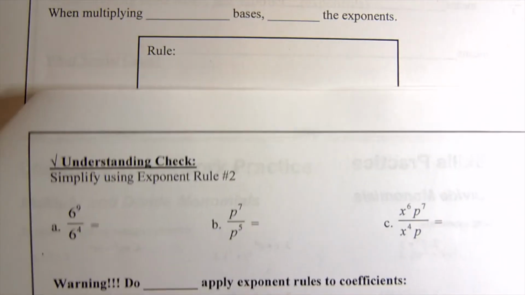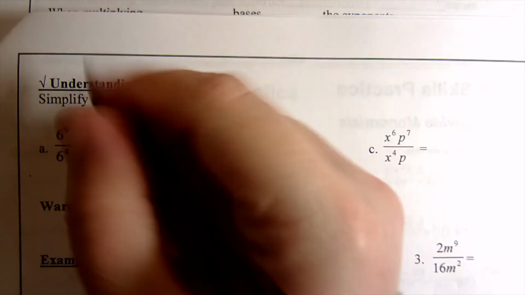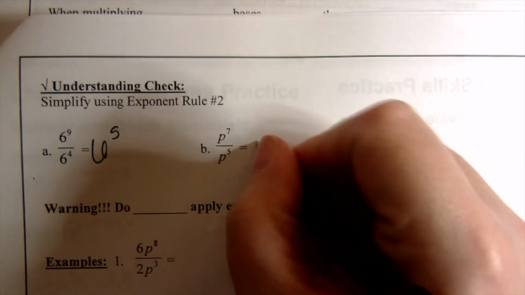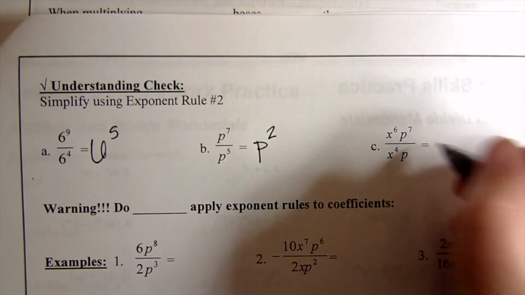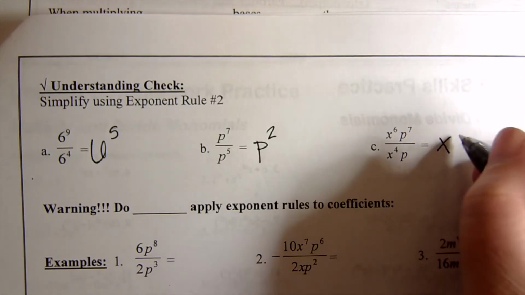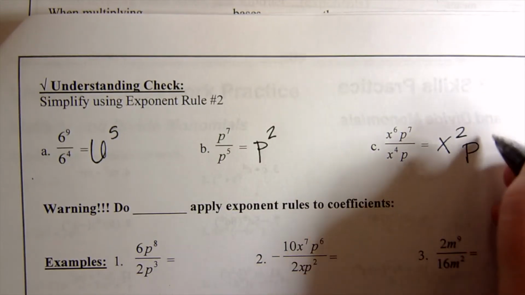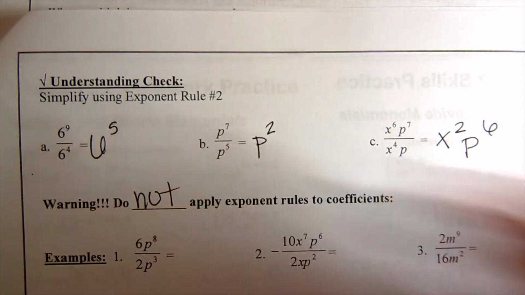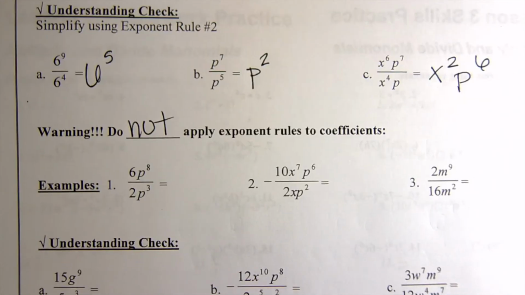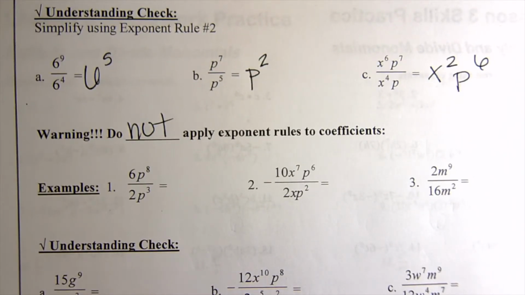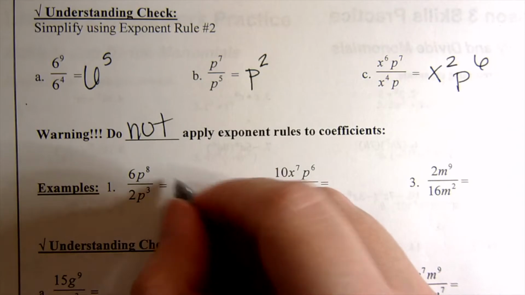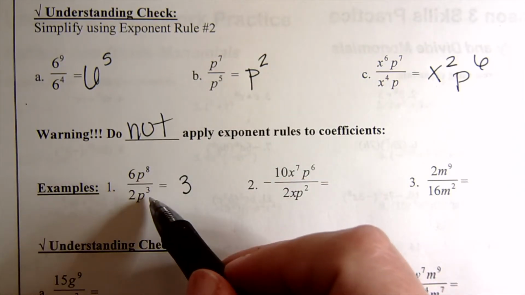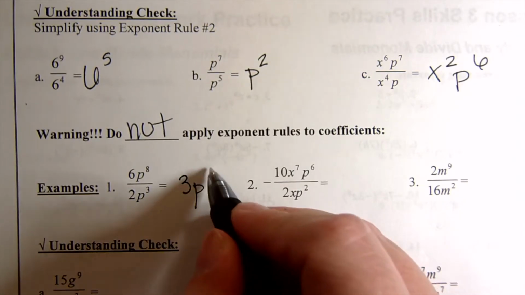All right, A, 6 to what power? 6 to the 5th power. P to what power? Squared. C, X to what power? Squared. And P? 6. So again, do not apply these rules to the coefficients. We just reduce the fraction like normal. So 6 over 2 reduces to what? 3. And then I do my normal subtraction. So P to the 8th over P to the 3rd is P to the 5th.